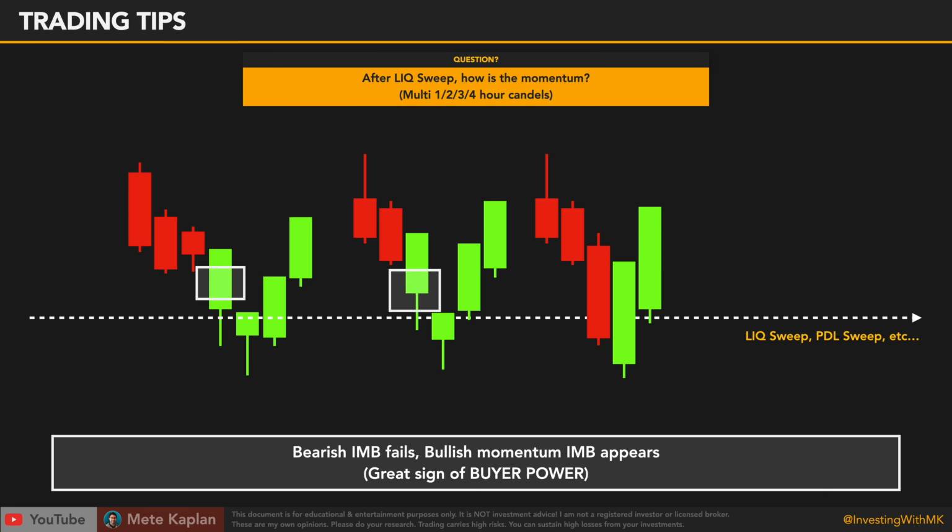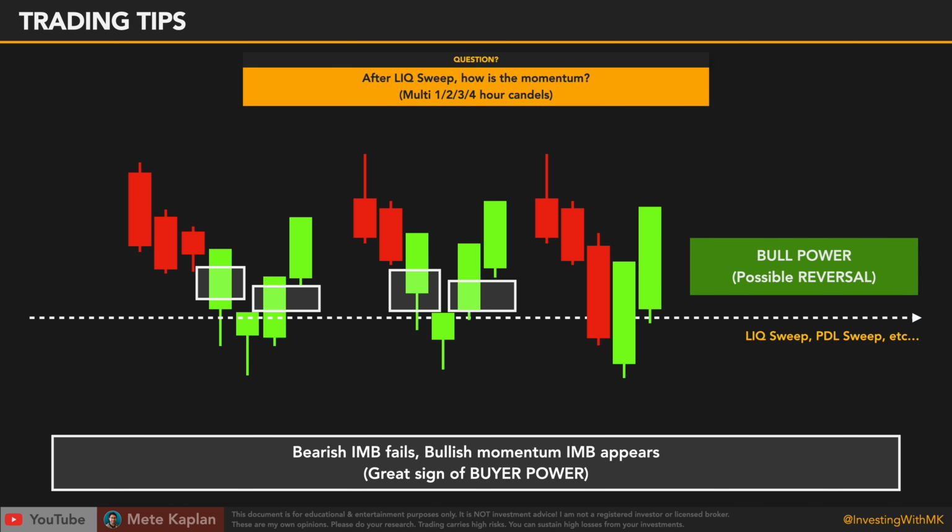And watching the imbalances in the area will help you a lot. Failing bearish imbalances followed by bullish momentum imbalances is just great for us as bull traders.